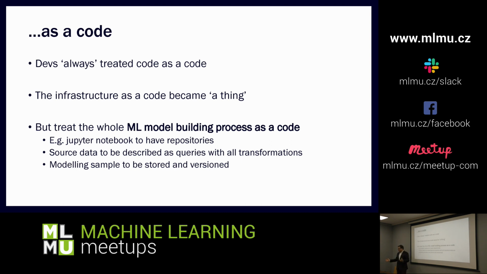Google, Facebook, and all these leaders in machine learning basically treat machine learning scripts as code as well. I mean, we have repositories, so why not use them? So this is code. You can always commit it to the repositories. Source data, some scripts, some SQL scripts for how you get the data can also be part of the version of the model that you're running. And the modeling sample has to be stored and versioned.